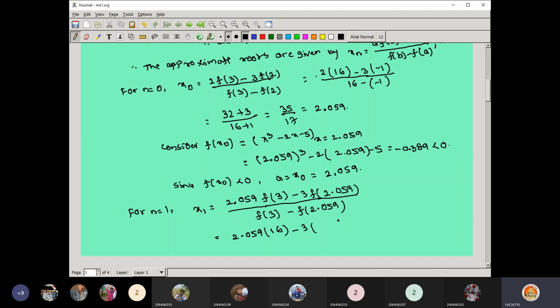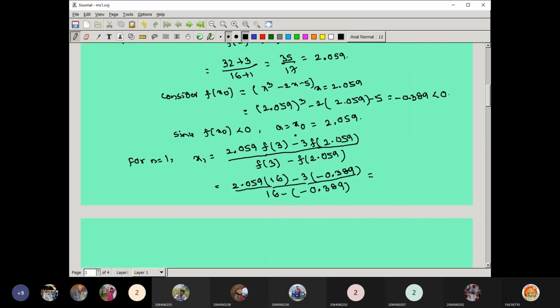Previously you calculated f of 2.059. Its answer 0 minus 0.389. ఇంతకుముందే మనం find out చేసాం. Overall it is divided by, so f of 3 value 16 minus f of 2 value minus 0.389. So just you calculate this approximate root. మనం సెపరేట్ గా మళ్ళీ ఏం ఫైండ్ అవుట్ చేయాల్సిన అవసరం లేదు. Previously you calculated that value, you are substituting here. So let us know the answer first.